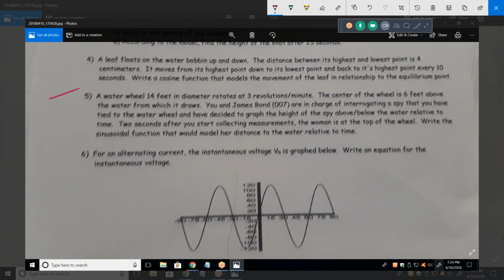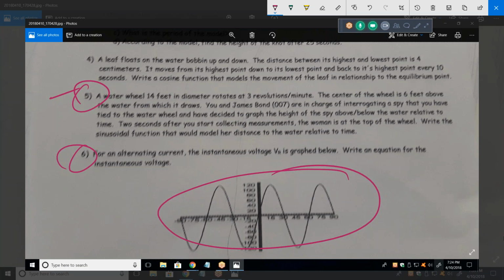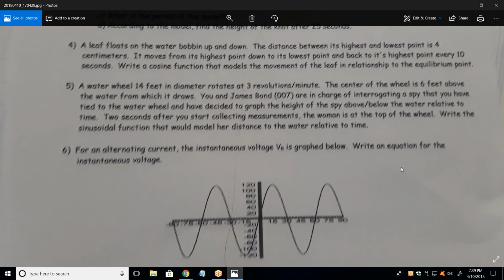In fact, let's look at 6. This is going to be far more useful to you, mainly because they've showed you the graph. Okay? This is the kind of stuff you're going to need to be able to do. Not this stuff. I don't like criticizing teachers, but this is ridiculous. It really is.